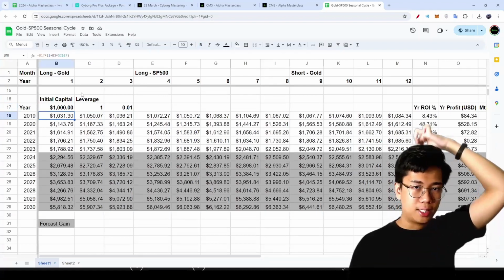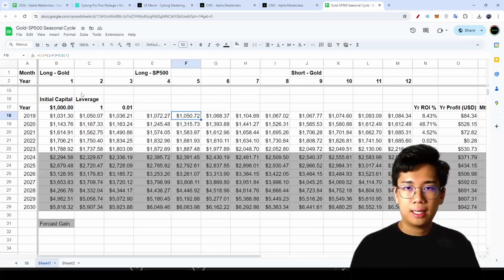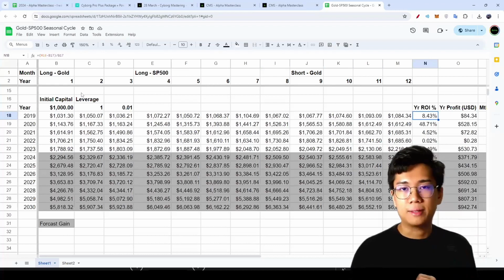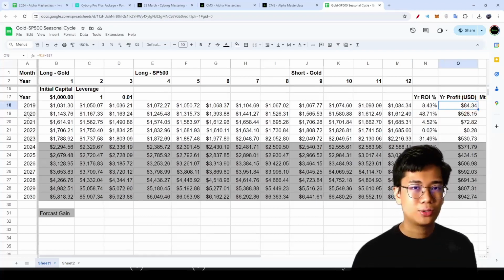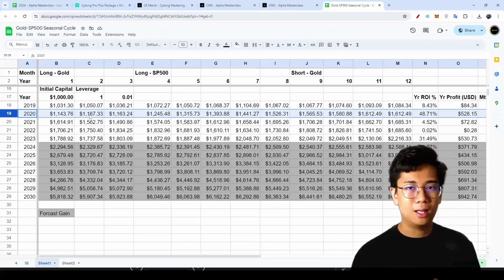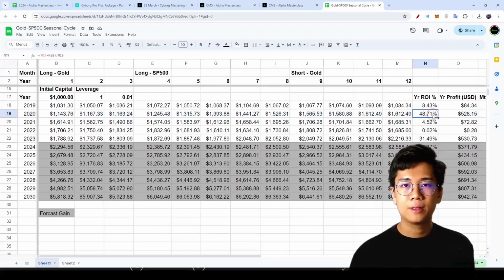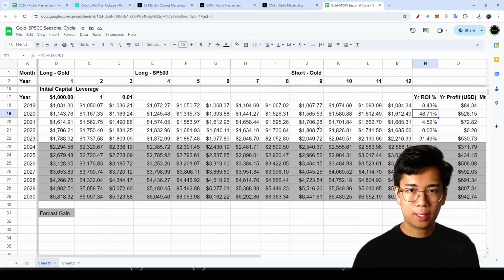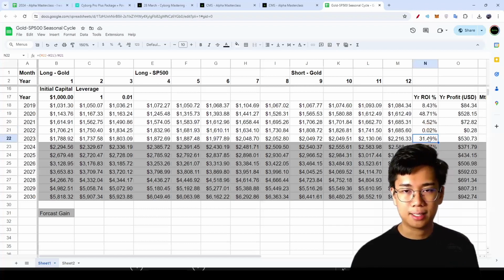2019, you make this much. January, February, and so on and so forth. At the end of the year, you make about 8% profit. Okay lah, not so good, but better than zero, right? $84. 2020, COVID period. A lot of people are suffering, losing money, not getting paid. But the entire strategy here makes about 48% ROI in a year. 2021, 4.52. 2022, 0.02. 2023, 31%.